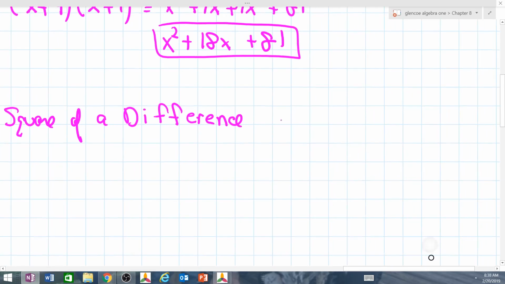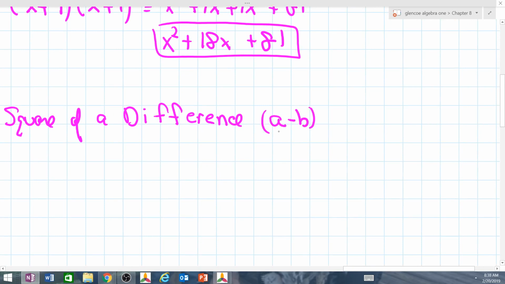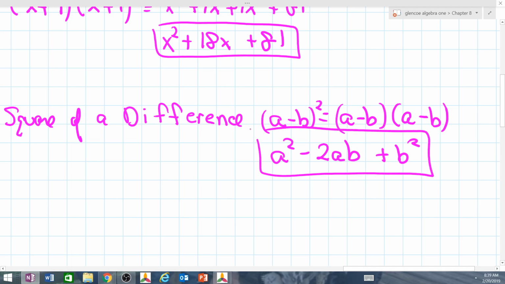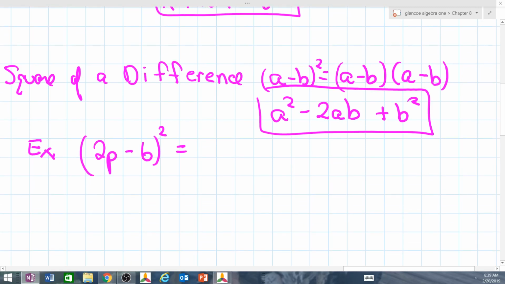The square of a difference would have this pattern, (a minus b) quantity squared, which means (a minus b) times (a minus b), or a squared minus 2ab plus b squared. And let's look at an example. (2p minus 6) quantity squared. So (2p minus 6) quantity squared.